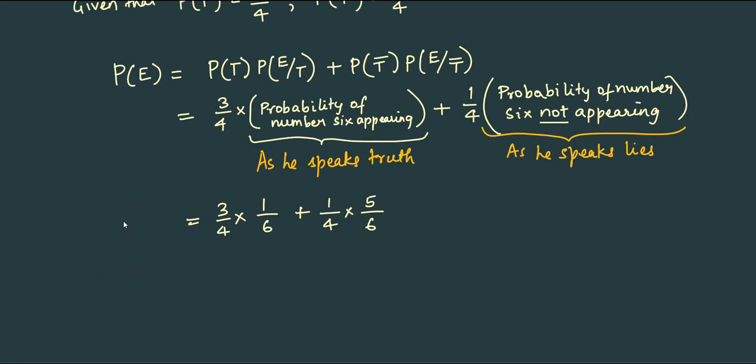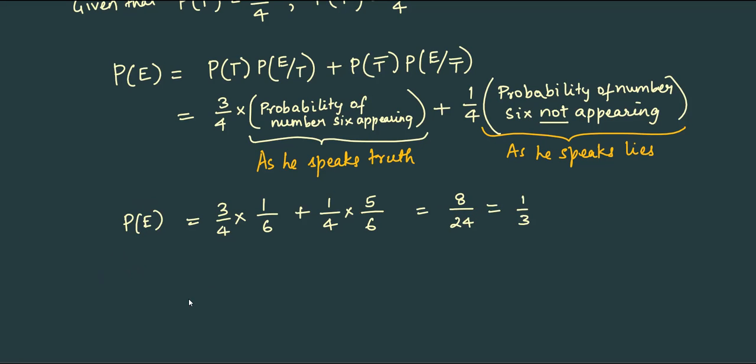Okay, so this is a very good problem to understand. So this is P of E. This is 8 upon 24, 5 plus 3, 8 upon 24. So this is 1 upon 3.